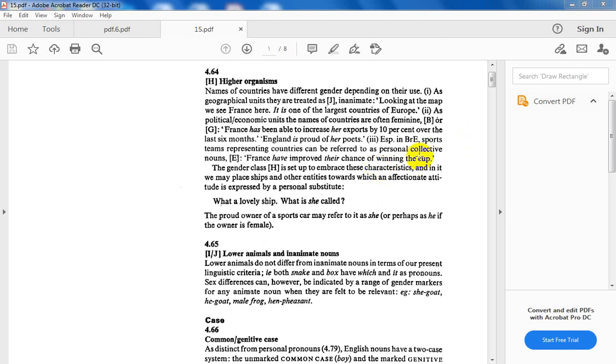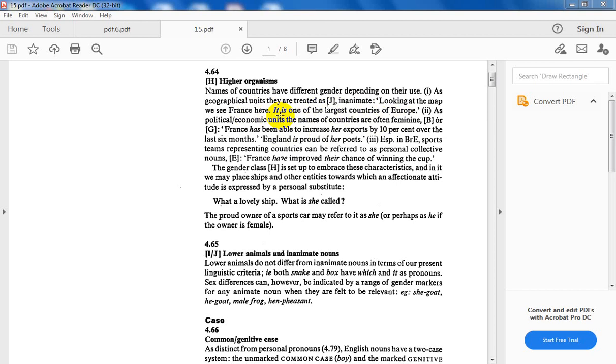So it is considered as "it", inanimate, when used as geographical units. If I refer to a country geographically, I treat it as inanimate. Let us see: looking at the map, we see France here. It is one of the largest countries of Europe. See, "it" refers to France. Why "it"? Because the context is talking about France as a geographical unit.